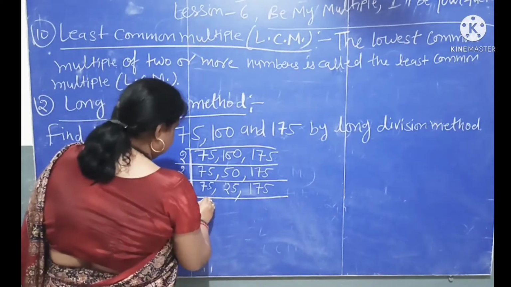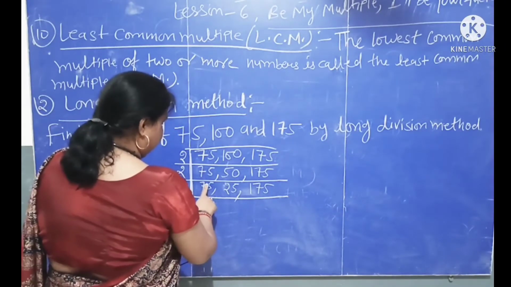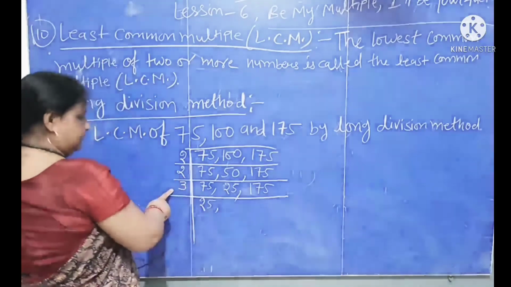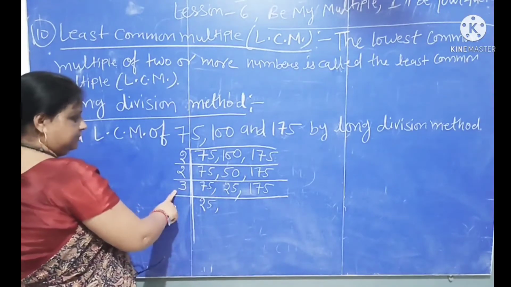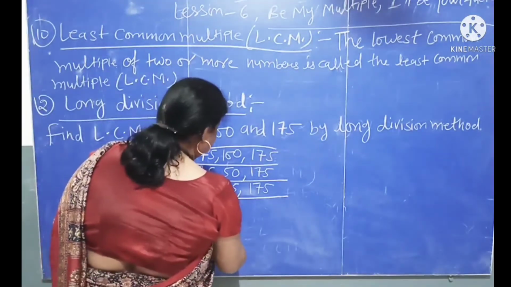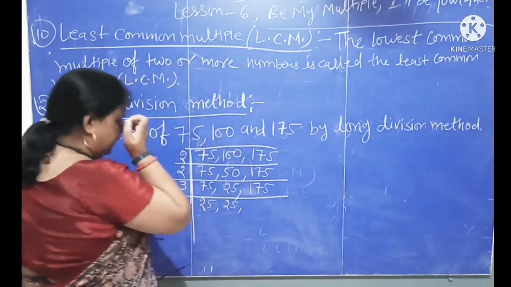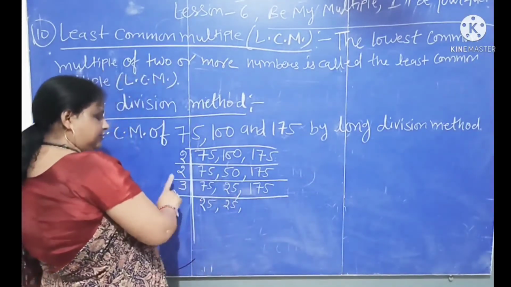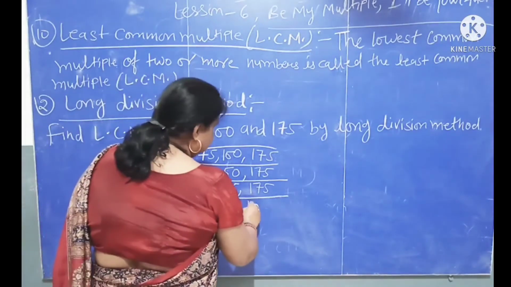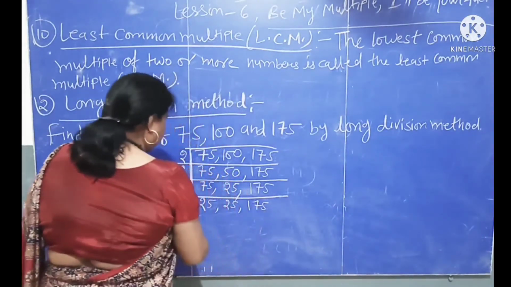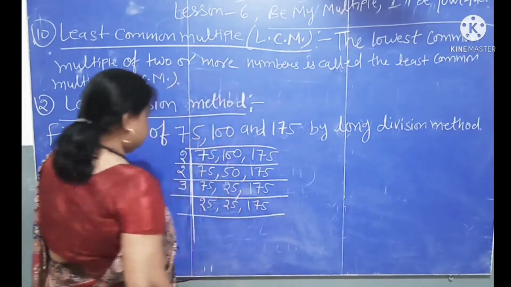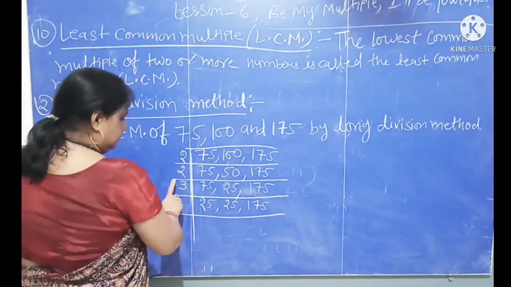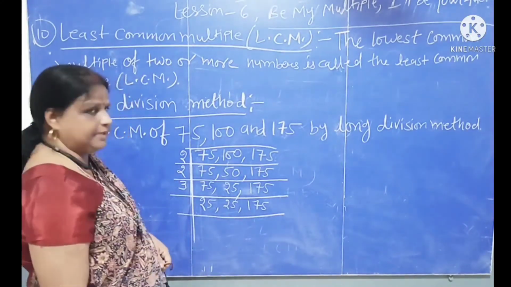3 2s are 6, 1 remaining, here will be 15, 3 5s are 15. 25 is not divisible by 3, so we write 25 as it is. Here is 175. 175 is not divisible by 3, so we write 175 as it is here. Now, in this series, no number can be divisible by 3, so we take the next prime number.